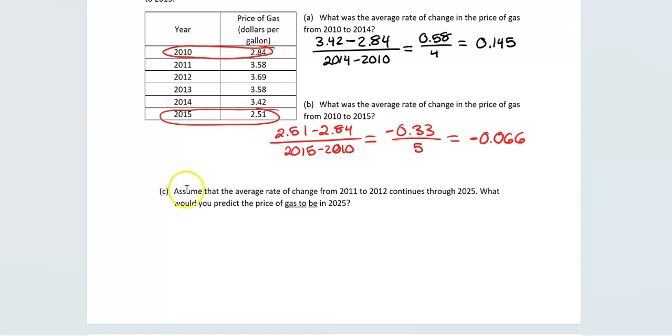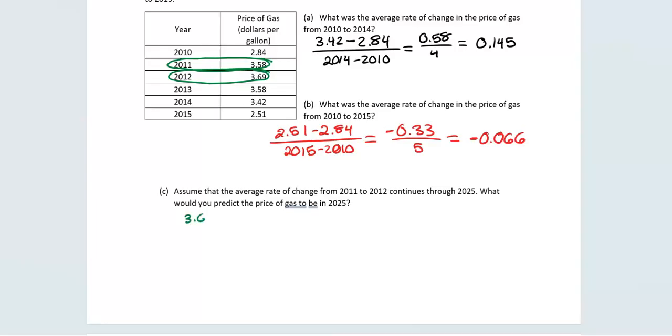Last one. Assume that the average rate of change from 2011 to 2012 continues through 2025. What do you predict the price of gas to be in 2025? So we're going to use the 2011 and the 2012 values, and we're going to have to find the average rate of change of the price of gas between those 2 years, and then apply it to what happens in the future. So let's first find the average rate of change.